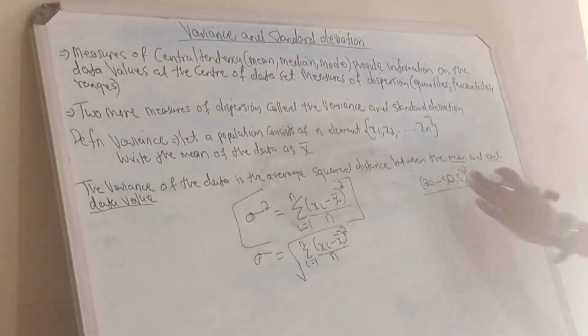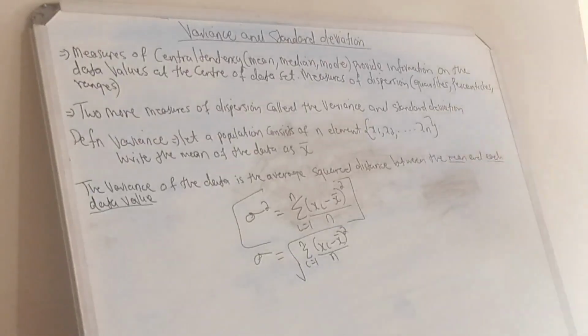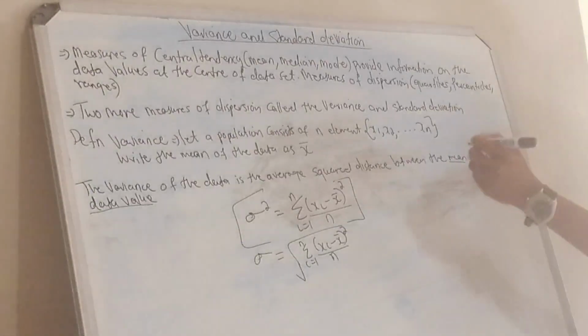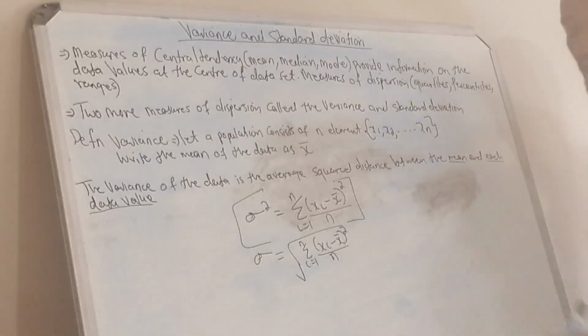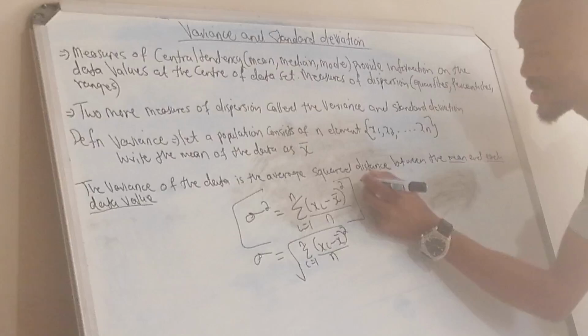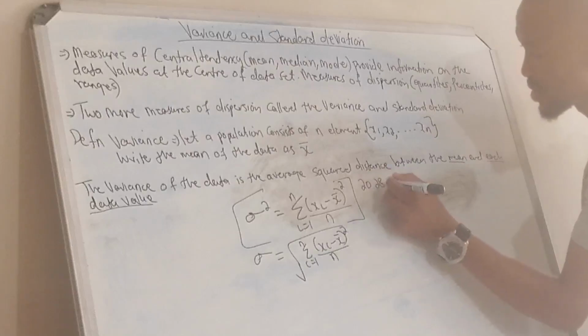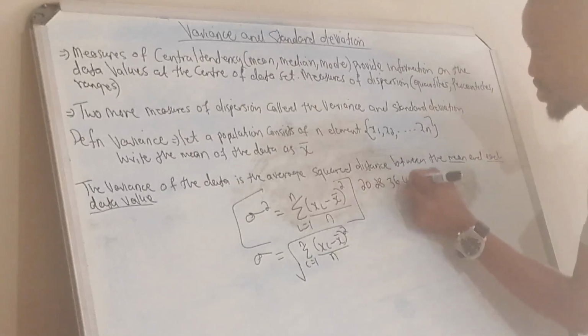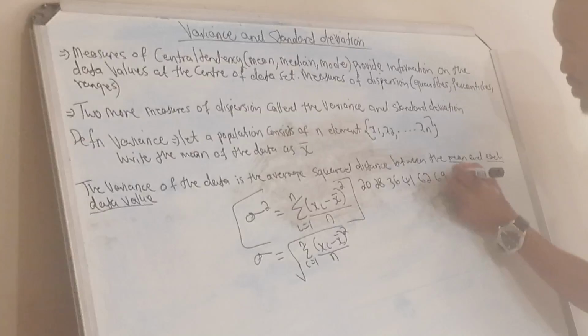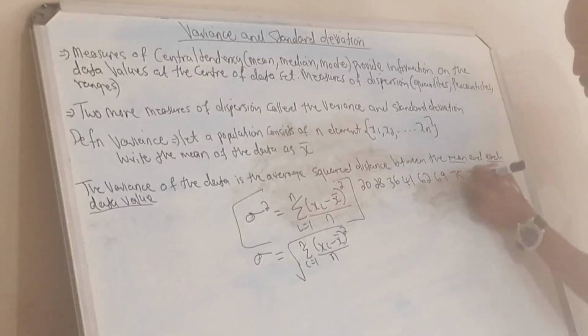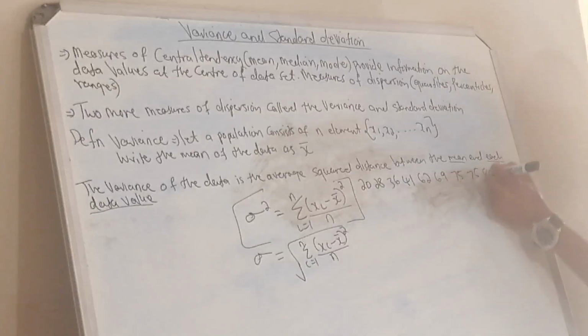You must divide by n. Let us go to yesterday's problem. Clear the data set. Let us go back to yesterday's problem. Give me the data: 20, 28, 36, 41, 62, 69, 75, 75, 80.